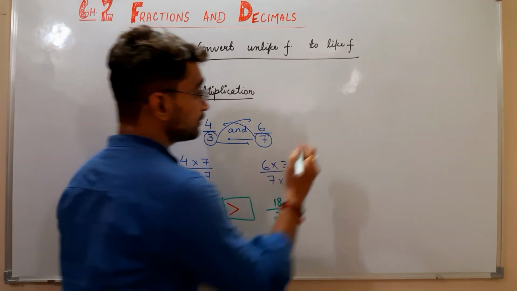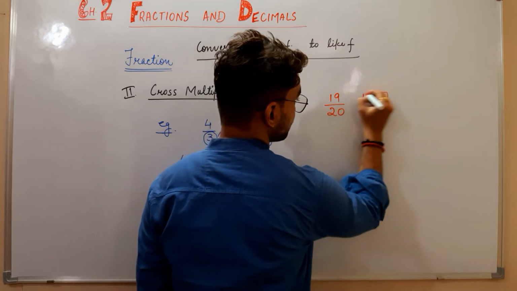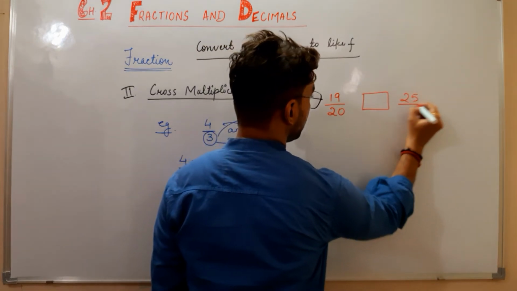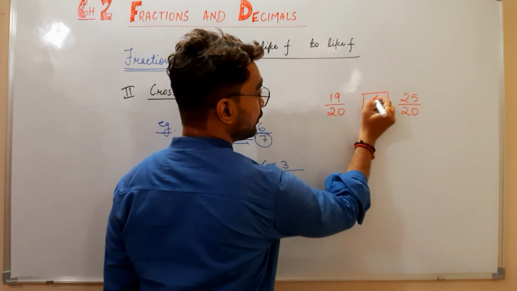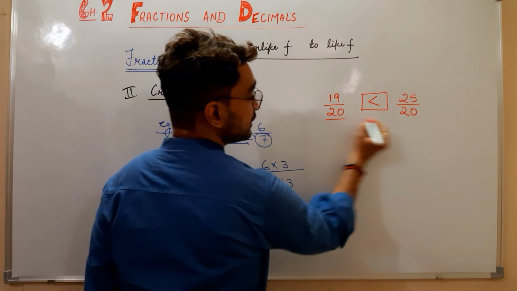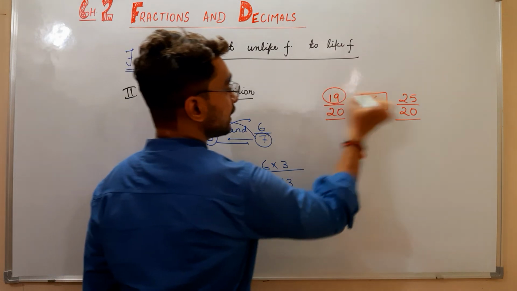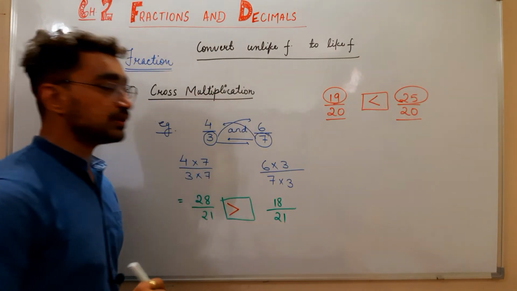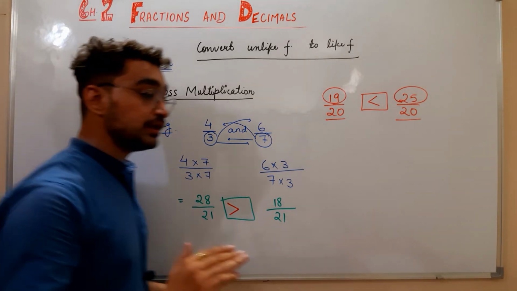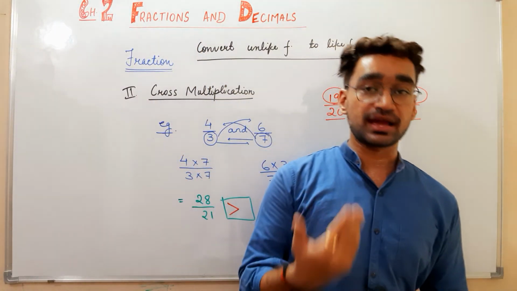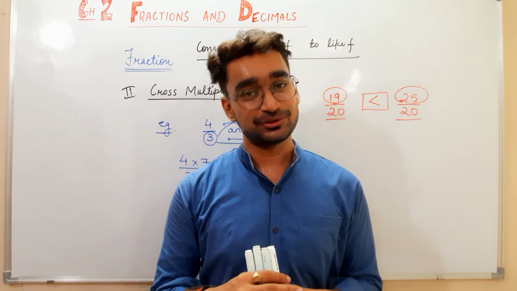For example, if I am asking 19 by 20 and 25 by 20, which is the bigger fraction here? Yes, 25 by 20 is the bigger fraction because they both have the same denominator, meaning like fractions. Just look at the numerators. Whichever numerator is bigger, that will be the bigger number. I hope it is clear how to make unlike fractions into like fractions and how to compare two fractions, which is bigger and which is smaller.